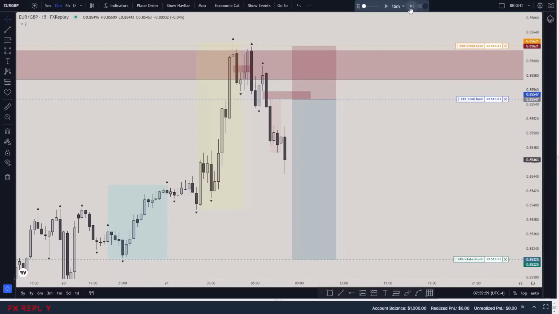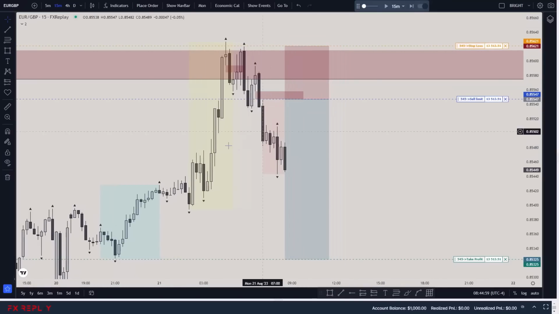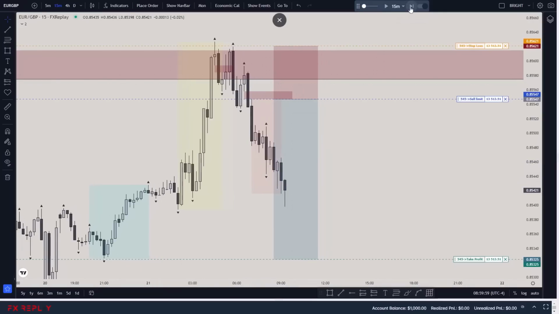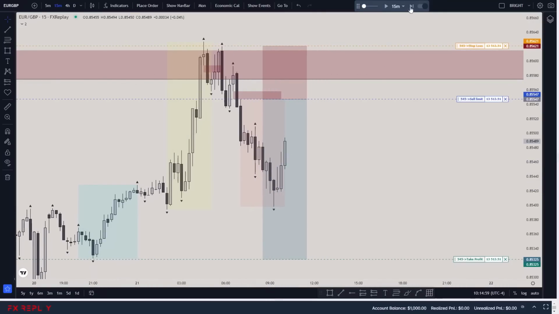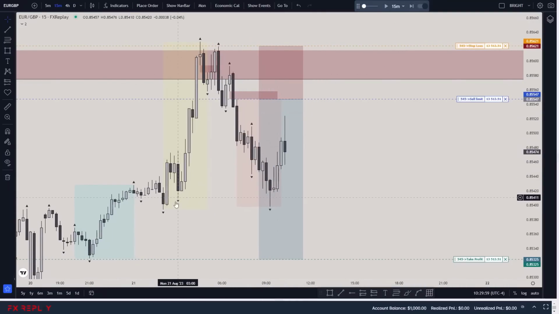Price is starting to go. Okay. Now if price takes a major liquidity level, I'm going to cancel my limit order. So still, let's take this one, but not this one.